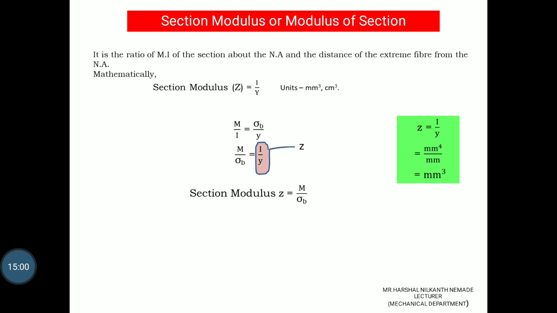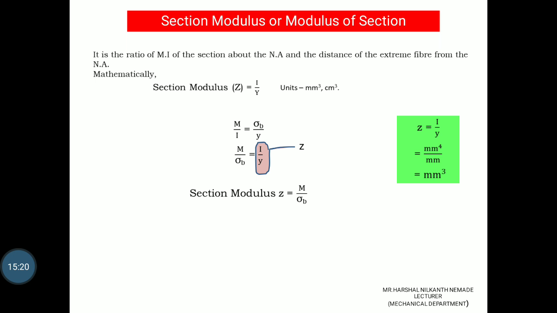Section modulus or modulus of section. It is the ratio of the moment of inertia of a section about the neutral axis and the distance of the extreme fiber from the neutral axis. Mathematically, section modulus is Z is equal to I by Y. Unit is mm cube and centimeter cube.